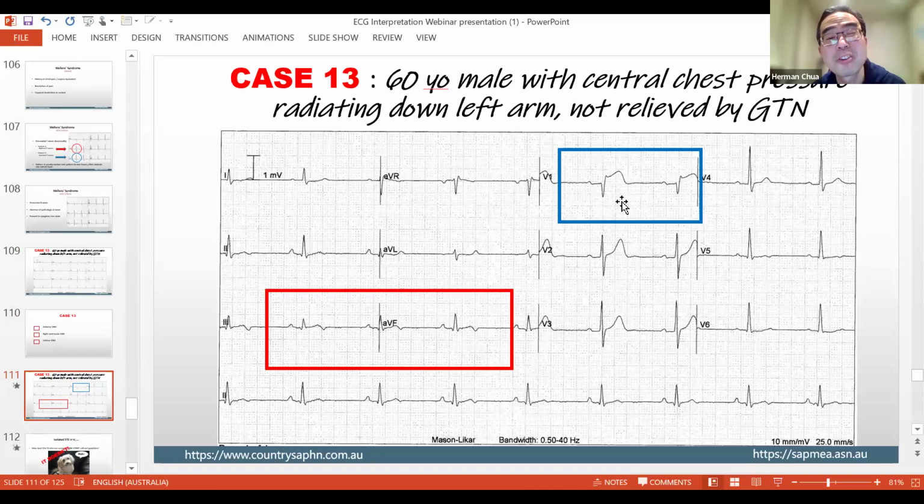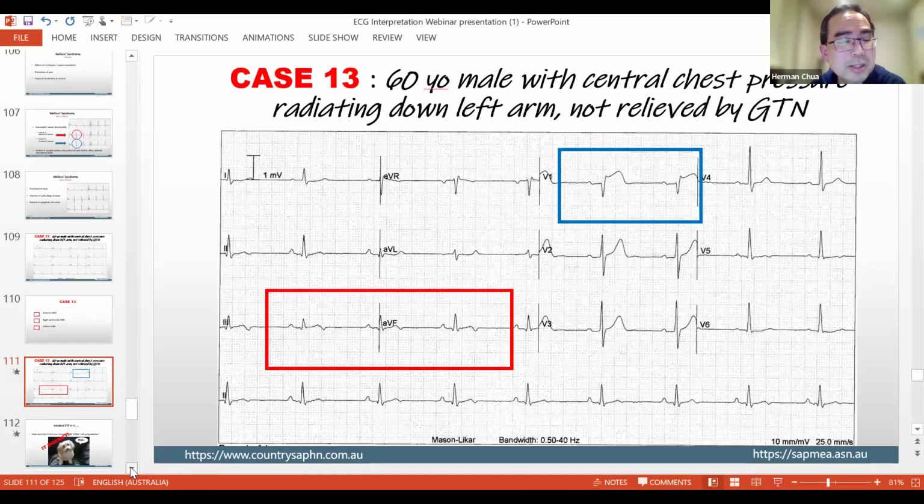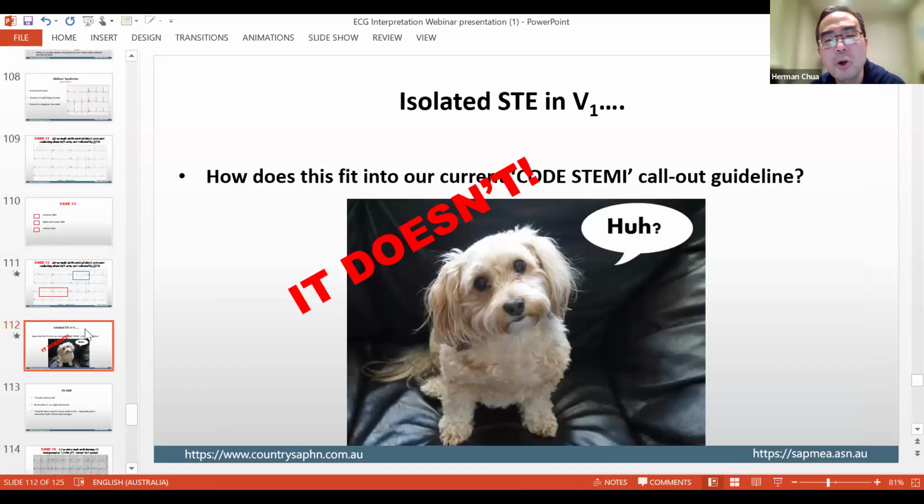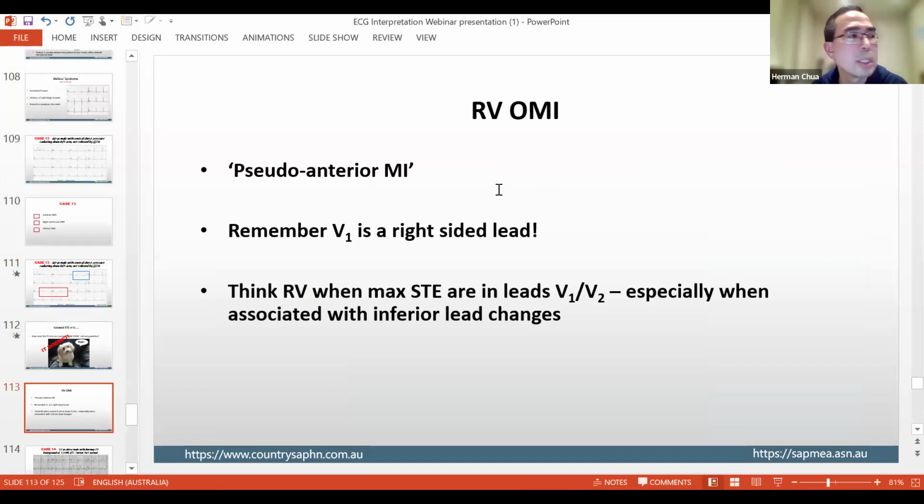Remember, V1 is a right ventricular lead, despite the fact that it's advertised as an anterior lead. If you try and use the code STEMI call out criteria that I just showed you, it just doesn't fit, does it? It just doesn't fit at all, right? So right ventricular OMI, what is it? It's sometimes also called pseudo anterior, and you can see why, right?